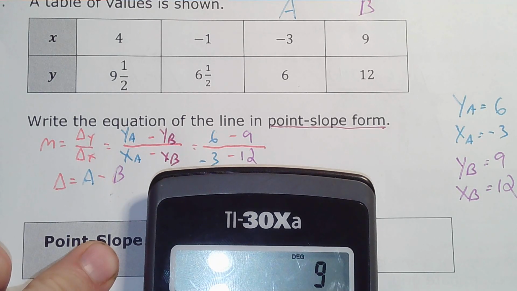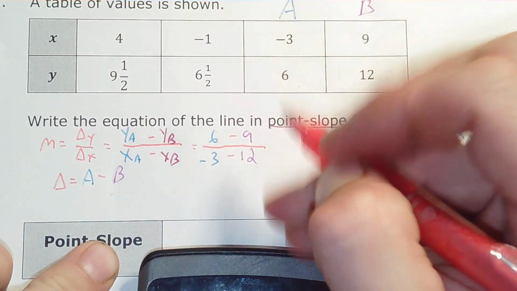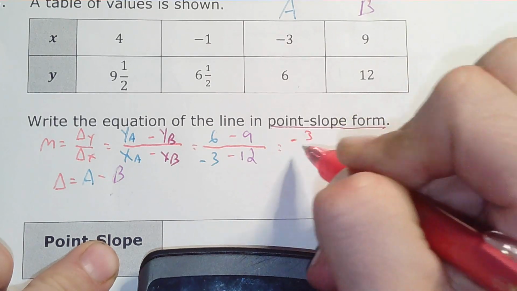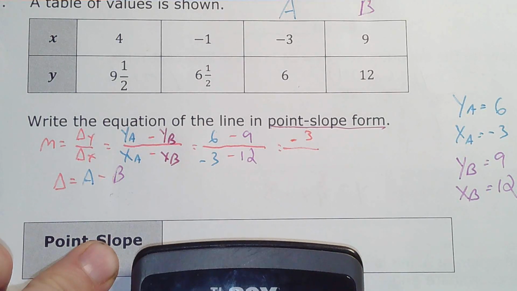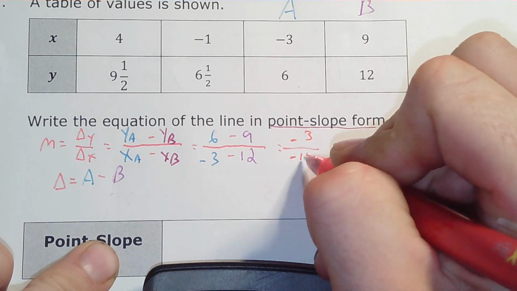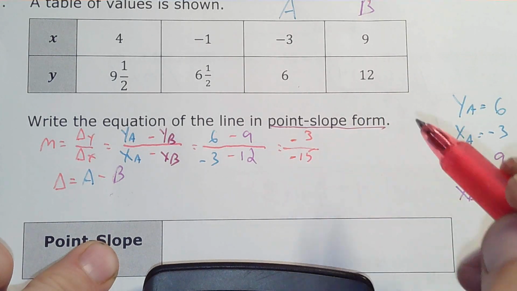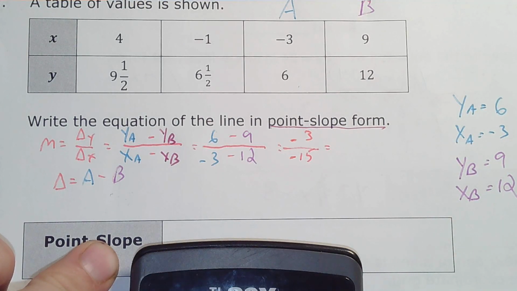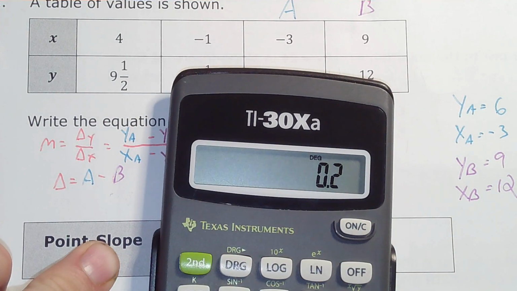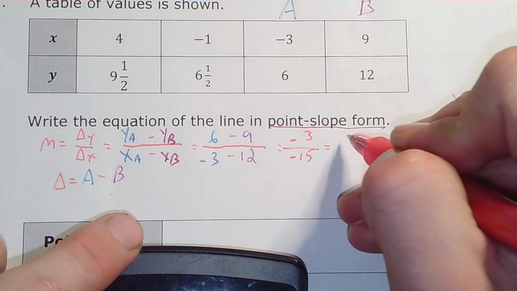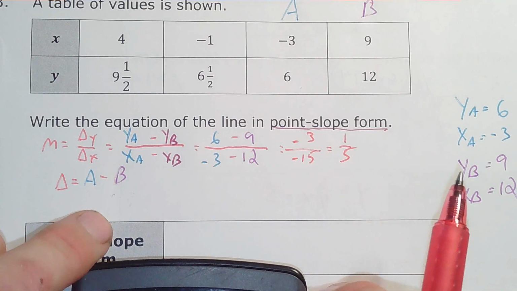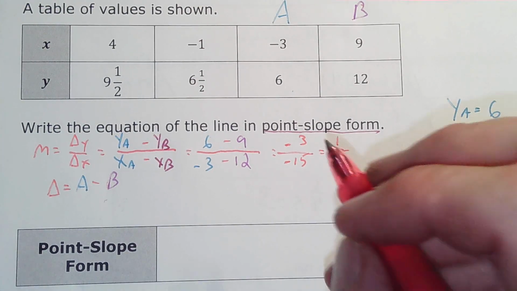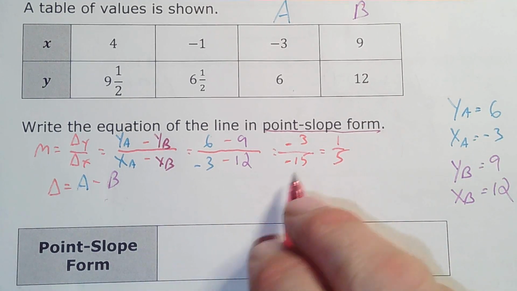All right, I got 6 minus 9 is -3, equals -3 divided by -3 minus 12 equals -15. Okay, so a negative minus a negative is a positive, right? So -3 divided by -15 is 0.2, or 1/5. Right, so for every 1 up, it goes 5 over. All right, so I know my slope.